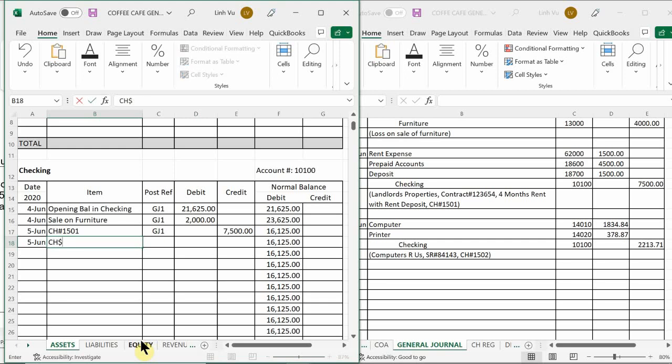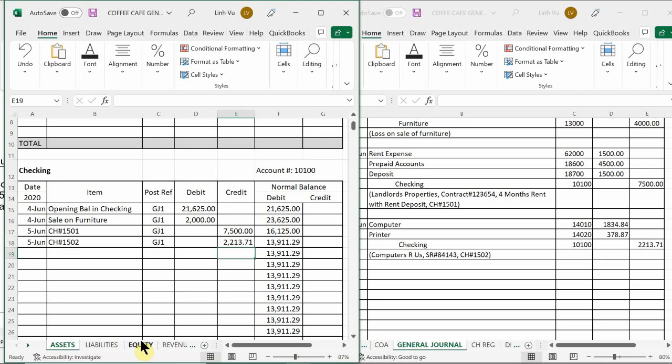Okay. So again, you wrote check number 1502. We're still on our first general journal, and we end up writing a check for $2,213.71. So therefore, you should be left with, right, because you started out with $16,000, you should be left with $13,911.29. Okay. All right. So that's your ledger.